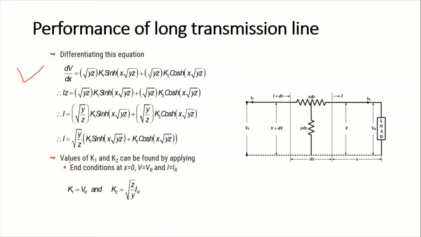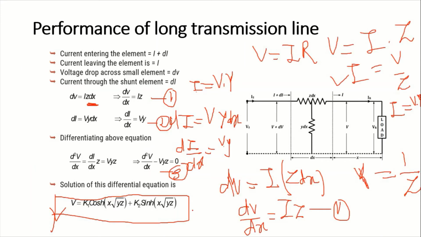Now we have to find the values of k1 and k2, so we apply the end condition method: x is equal to 0, V is equal to VR and I is equal to IR in these two equations, this equation number 4 and equation number 5.